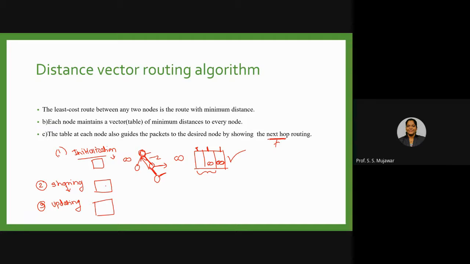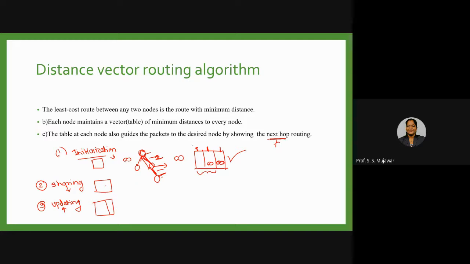I know the distance to reach from here to here is 2, but I don't know the distance to reach this one. But he knows the distance to reach that one, and I know the distance to reach this node. So I can calculate from this plus this, and I can update my routing table. That updation will be done in the third step. Okay, but before updation there will be a comparison.